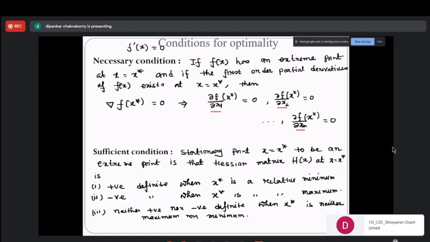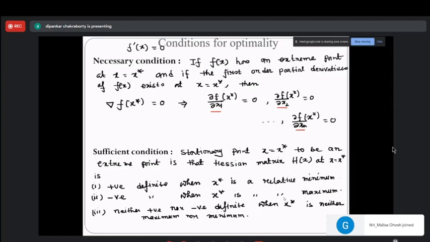Okay. And if it is neither positive definite nor negative definite, then you can say that point is a saddle point, or that point does not give you the maximum nor minimum. We have discussed that part up to this.